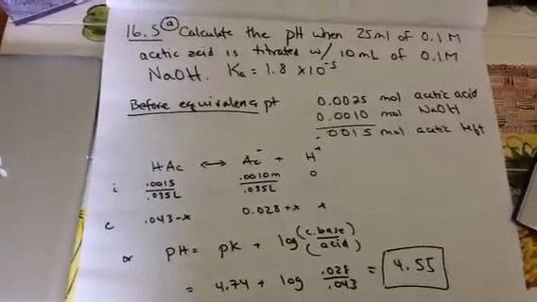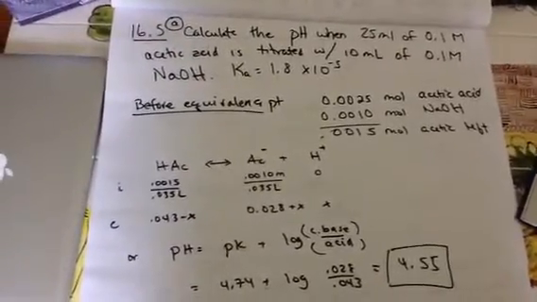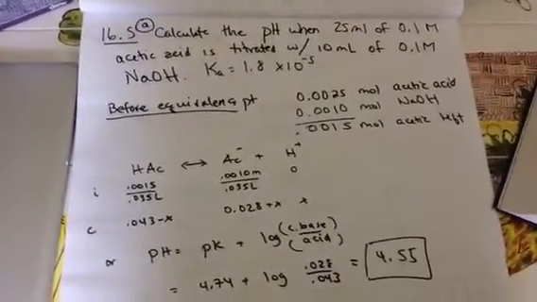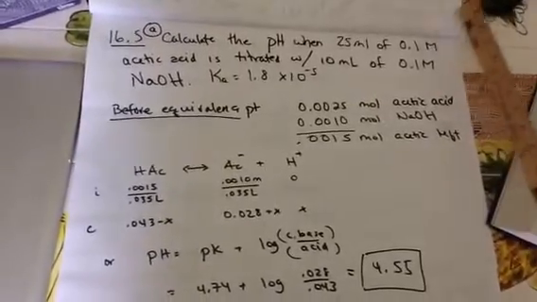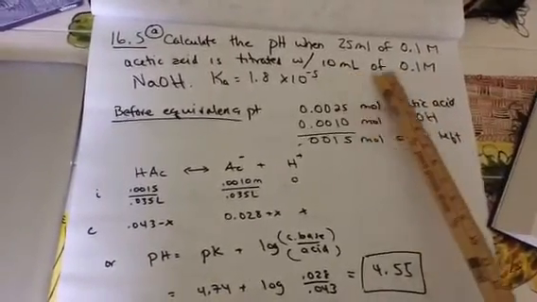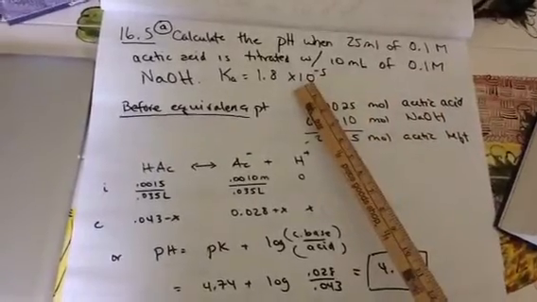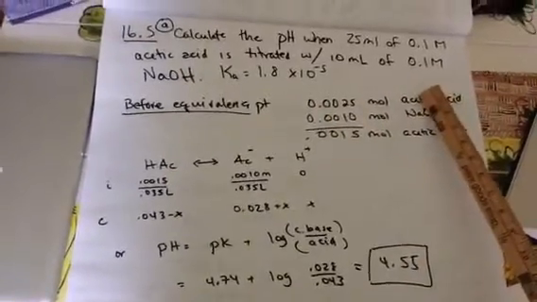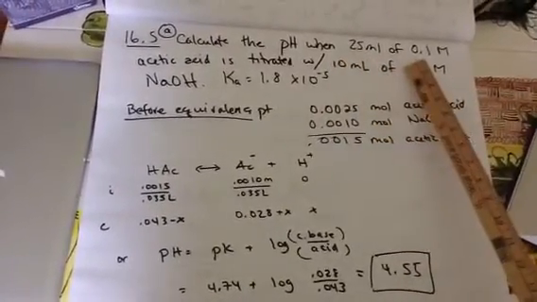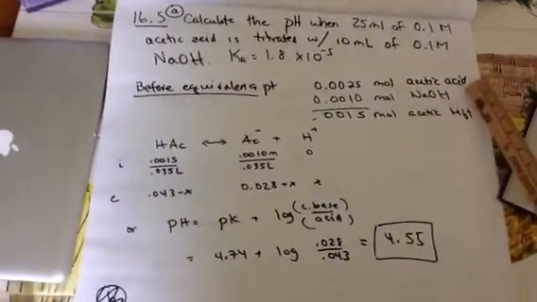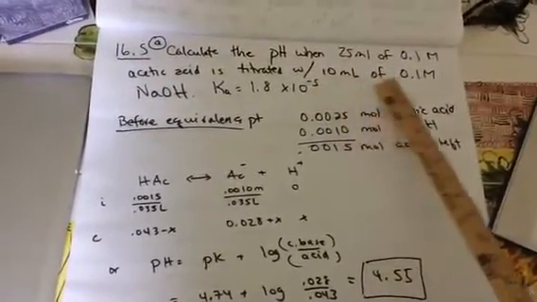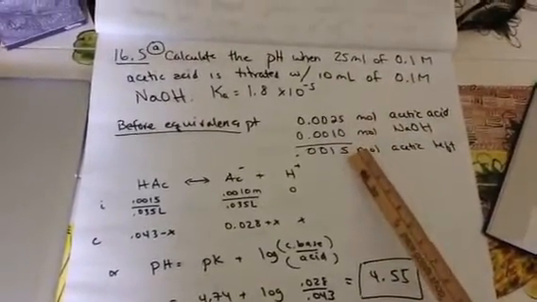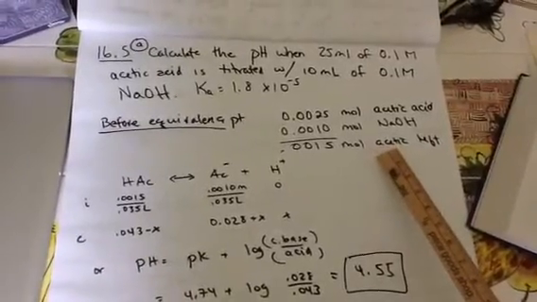So on this problem that I've done at least two times in class, you're supposed to calculate the pH of 25 mL of 0.1 molar acetic acid titrated with 10 mL of 0.1 molar strong base, and I give you the Ka. So before equivalence, where are you as far as moles? 0.025 times 0.1 will give you the moles of acetic acid, and 0.010 times 0.1 will give you the moles of the base.